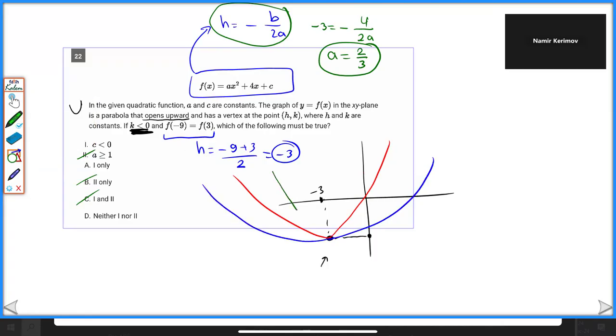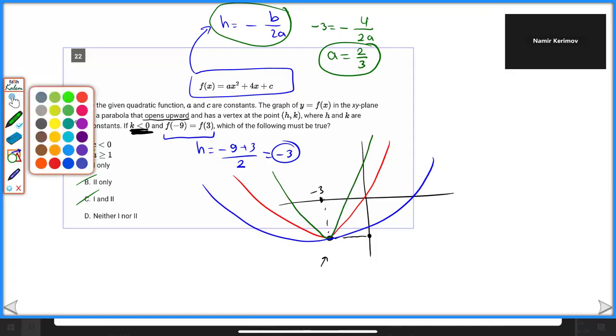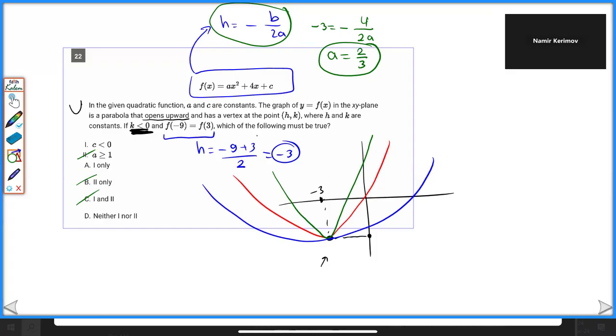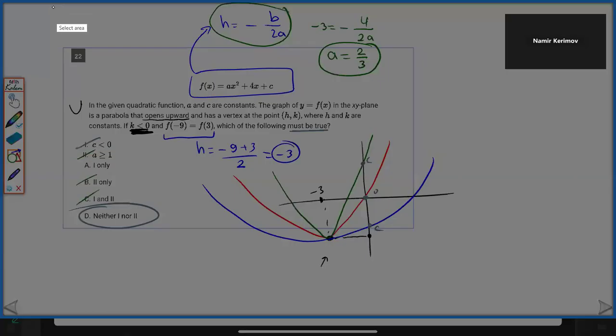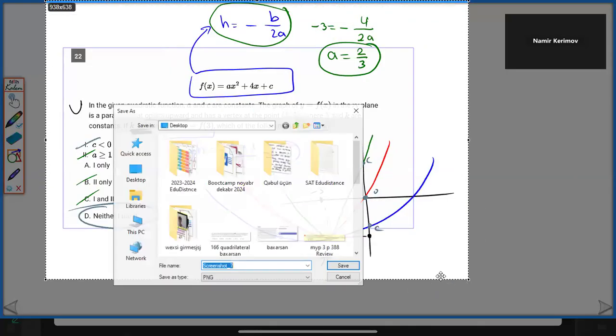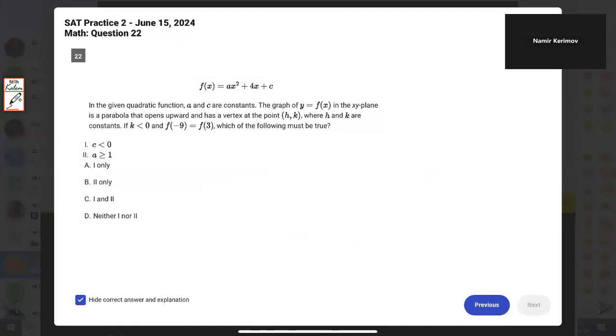Or maybe this one. As you see, we can figure out which value is the value of C. Is it positive? Maybe it's 0. So it is possible, but we should find the answer which must be true. So it's neither 1 nor 2. Is that clear? Any questions? That's it.